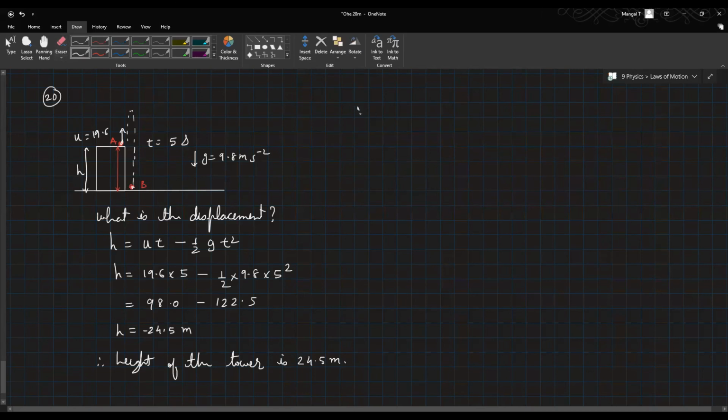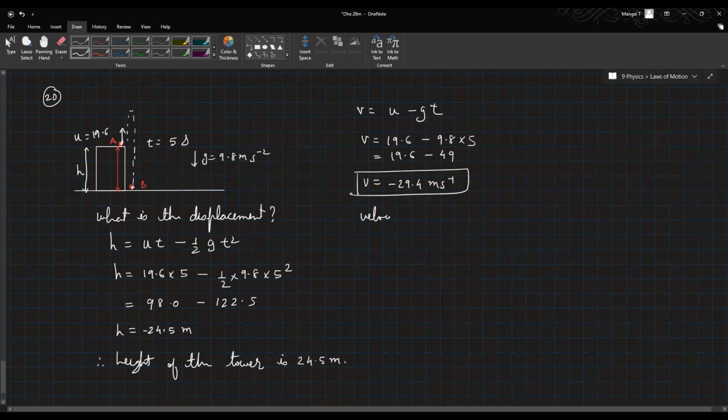The next thing that they are asking, what is the velocity of the ball just before it touches the ground? So v is equal to u minus gt. So this is 19.6 minus 9.8 into 5. So 19.6 minus 49, negative 29.4 meter per second. So therefore, the velocity on reaching the ground is 29.4 meter per second downward. That means it is pointing down.